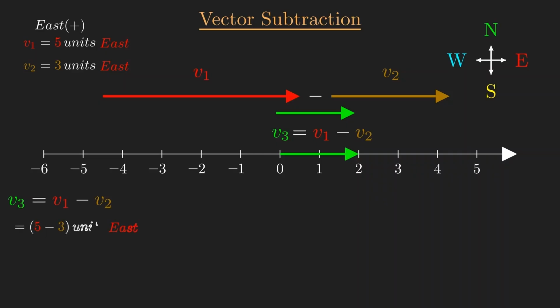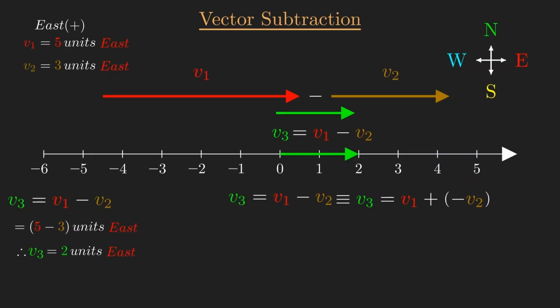Let's look at the calculations for that. v3 is equal to v1 minus v2. That is 5 minus 3 units east, and therefore v3 is 2 units east. Note that the expression v3 is equal to v1 minus v2 is equivalent to v3 is equal to v1 plus the negative of the vector v2.